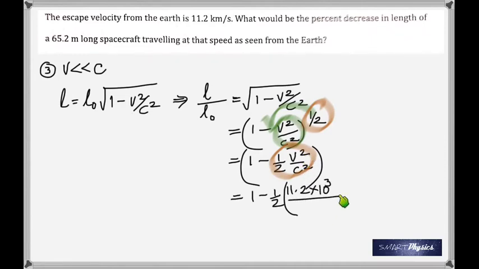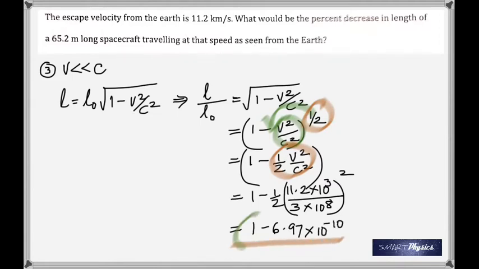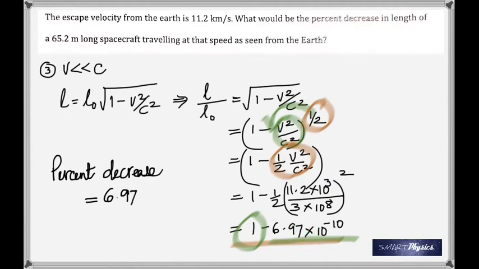Now 11.2 kilometer has been changed into meter, to square that, and you get that term as 6.97 times 10 to the negative 10. So you see that this is actually the decrease, because it's 1 minus something, right? That's the decrease. But to get the percent decrease, you have to multiply with 100. So that's 10 to the negative 8. So that's negligible, that's so small.